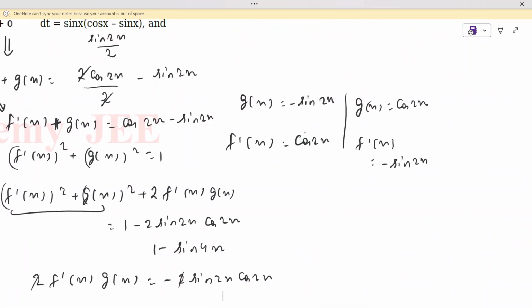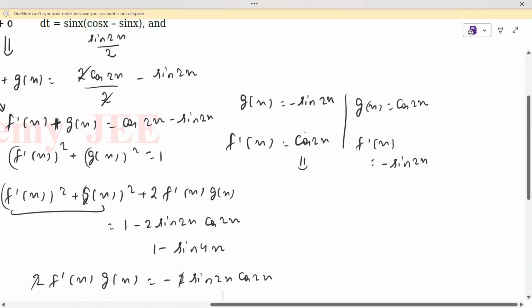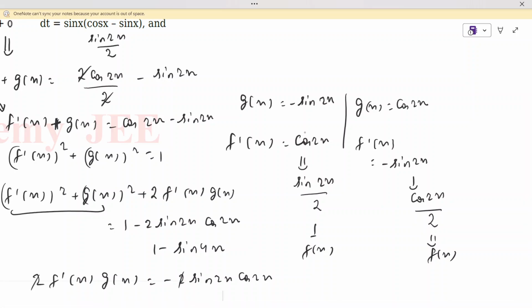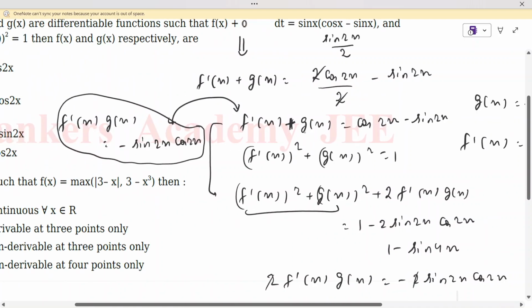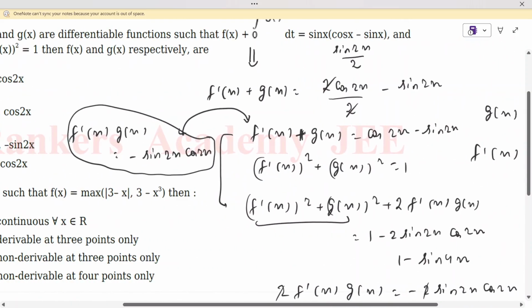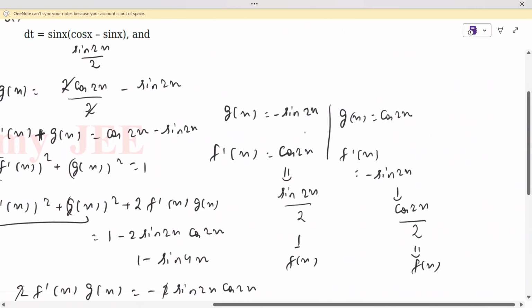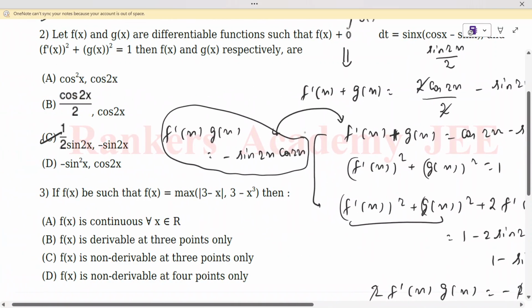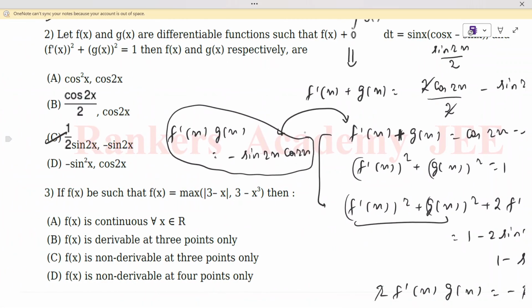So we have to integrate this function. When g is minus sin 2x, f dash x is cos 2x. This integration will be sin 2x by 2, and this integration will be cos 2x by 2. So when g is minus sin 2x, fx is sin 2x by 2. That is correct, option C. And when f is cos 2x by 2, the function is cos 2x. Okay. Options B and C are correct.